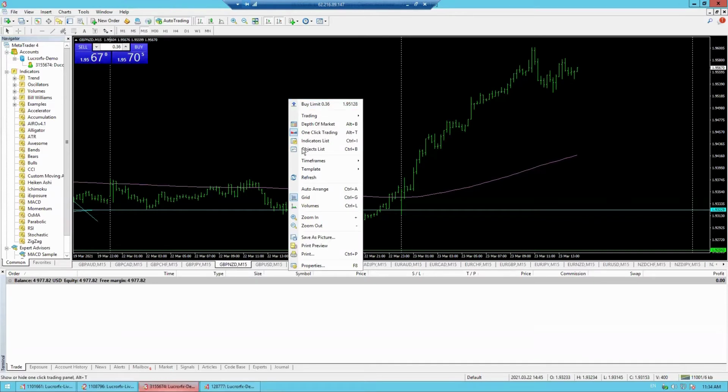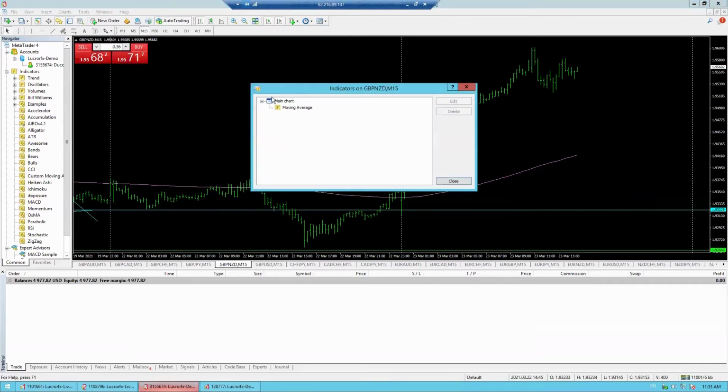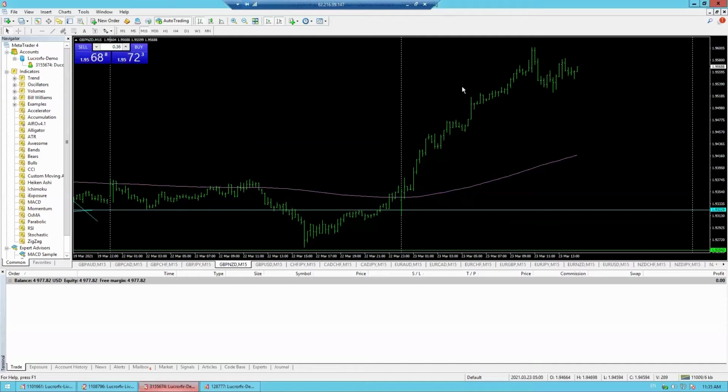And basically what's happened is that if you right click on your chart and you go to your indicator list, you'll see that you don't have that version 4.1 or 4.0 on here anymore. Basically, when they made the change, it takes the first one off, removes it from all your charts, and now you have to reload it again.